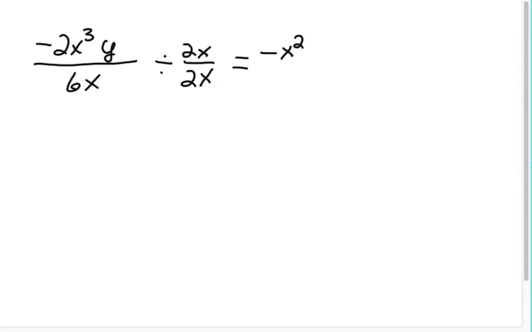x squared y. And 6x divided by 2x is going to be 3. And so my answer is negative x squared y over 3.